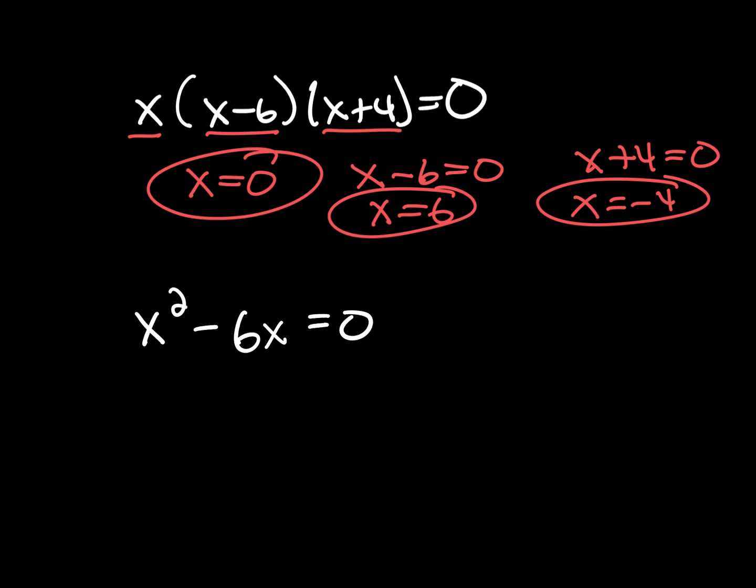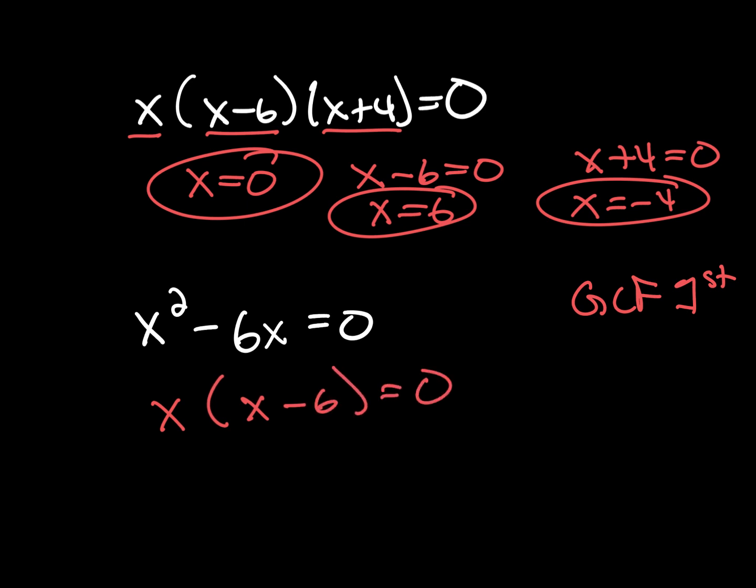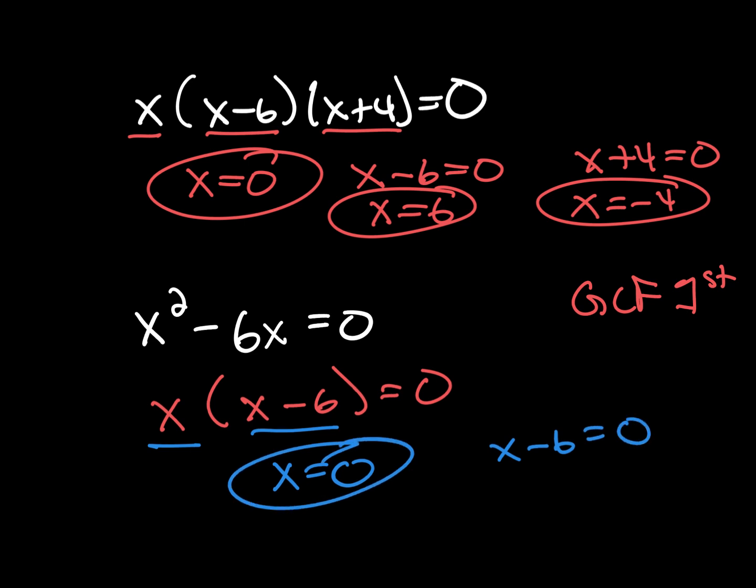In the next one, again, being in the habit of always looking for the GCF first, I can see they both have an x here. So I'm left with x minus 6. From here, you can't factor anything else. There's nothing else. So I can solve, though, because these are solving, not just factoring. So my final answer will be x is 0 and x is equal to positive 6.